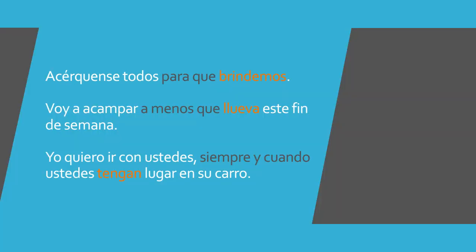And here's our last three conjunctions being used. So, acérquense todos para que brindemos. So, everyone come together so that we can toast. Maybe we're at a party and we say that. And so here you can see that the subjunctive is being used. We're asking all these people to do this one thing so that we will be able to do something else. If we don't do the first thing, the second thing won't be possible. So it's dependent on the first thing happening.